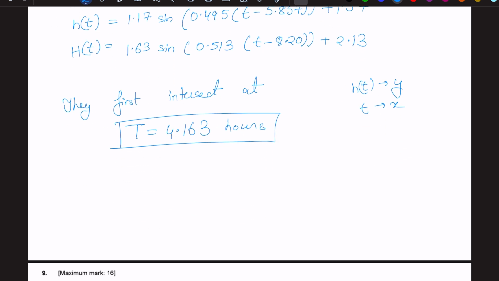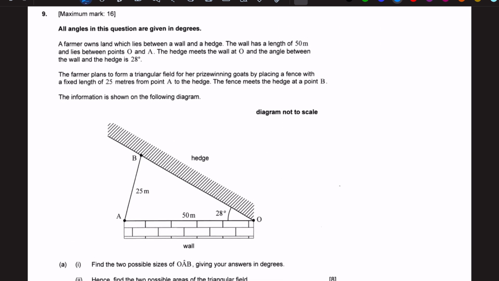Now moving on to the very last question. So here you have a setup. Basically this distance is 50, this is 25, and this is 28 degrees. Now we have to use our knowledge to find two possible sizes of this angle OAB. So what I'll do here is use the cosine formula to get the values of this side, and then use the sine formula to get this angle.